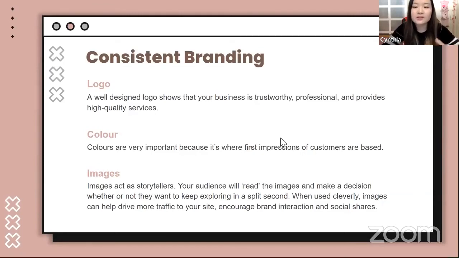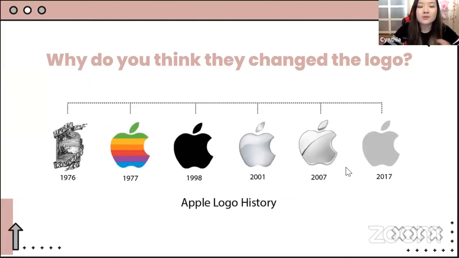As we mentioned earlier, color can be very effective in conveying experiences, reactions, and feelings. Colors are very important because it's where the first impressions of customers are based. Choosing a certain color scheme can really make or break your business. And images act as storytellers. Your audience will read the images and decide in a split second whether or not they want to continue exploring. When used cleverly, images can help drive more traffic to your site and encourage brand interaction and social shares. So now let's look at the Apple logo. Why do you think they changed this logo?